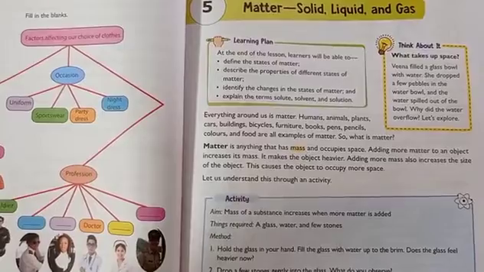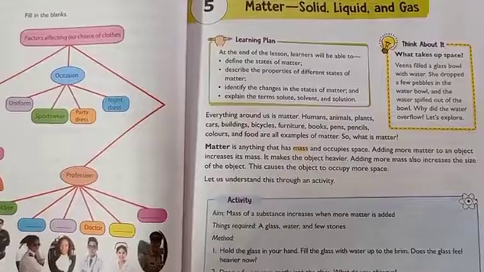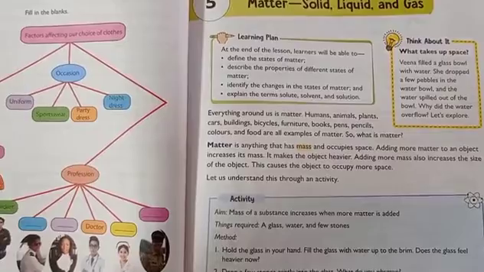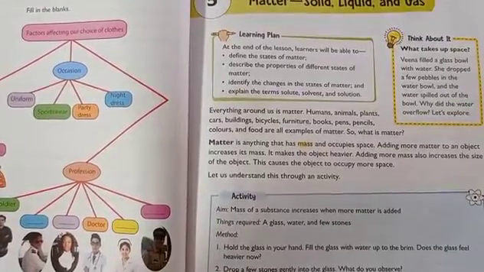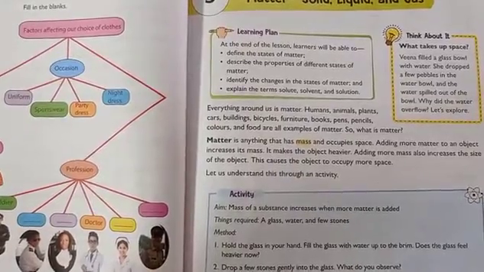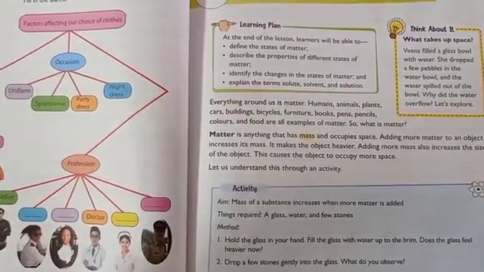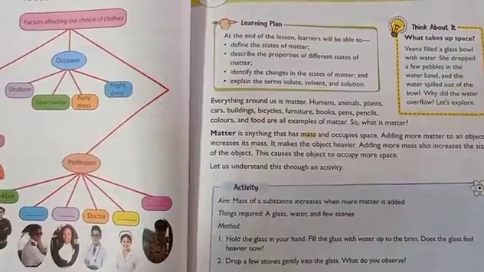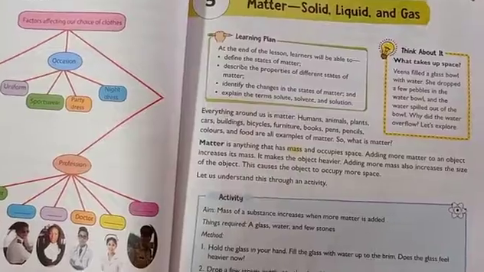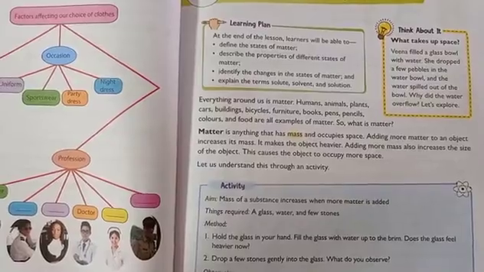Everything around us is matter. Anything which surrounds us in our surroundings is known as matter. Humans, animals, plants, cars, bicycles, furniture, books, pens, pencils, colors and food are all examples of matter. So what is matter? Matter is anything that has mass and occupies space. Anything which has mass and occupies space is known as matter.